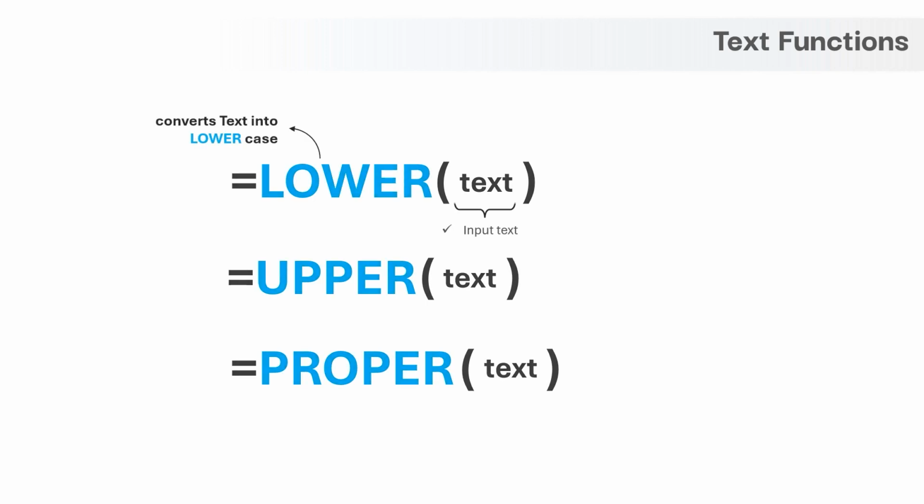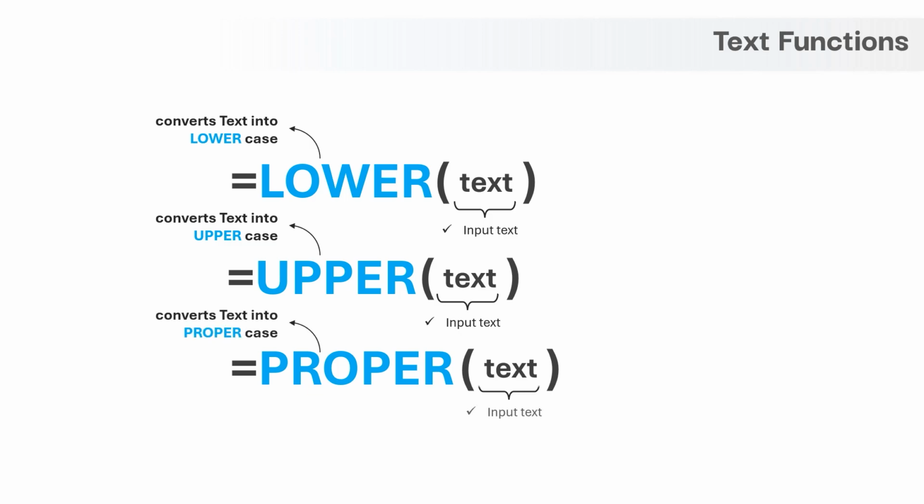This function converts each letter of input text into lowercase. Upper function will convert each letter of input text into uppercase, and following the same logic, proper function converts only the first letter of each word into uppercase, and when such words form a text or sentence, we term it as proper case. Let's go back to Excel and see an example.